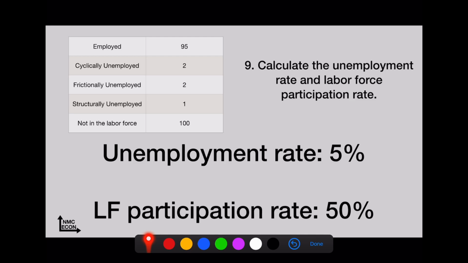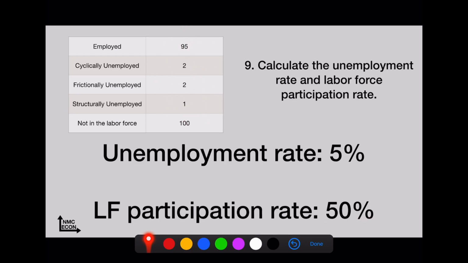Okay. The labor force participation rate. Now we got to know how much total population we have in this country. We got 200 people in the whole country, right? Of that 200, 100 are considered in the labor force. So you end up with 50%.